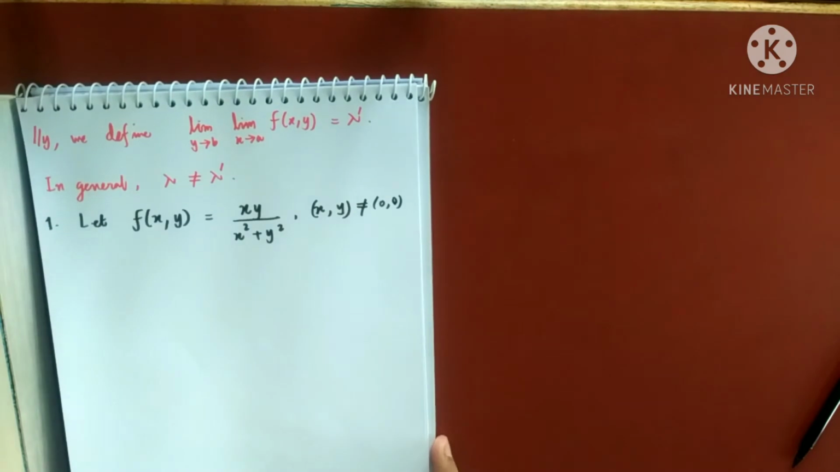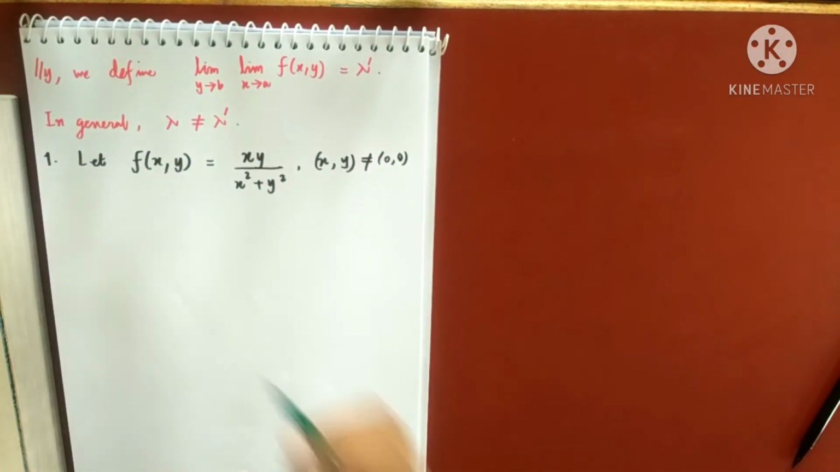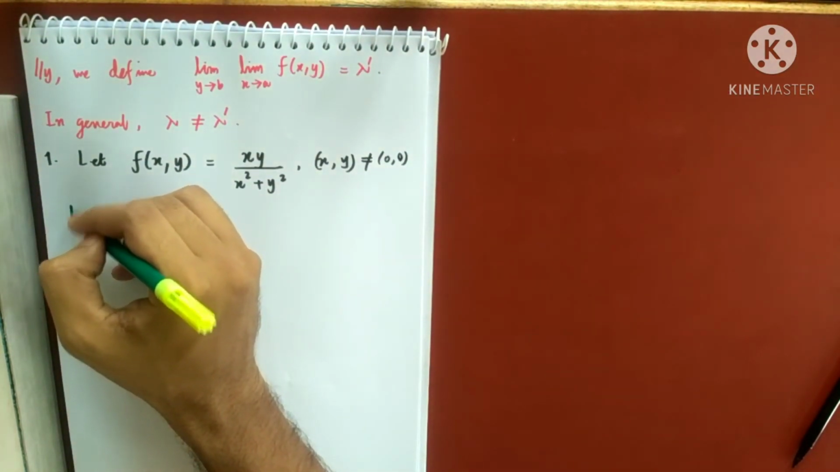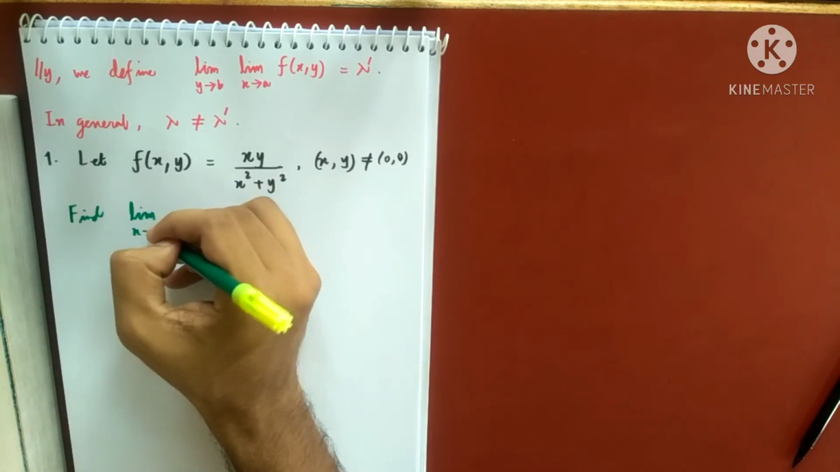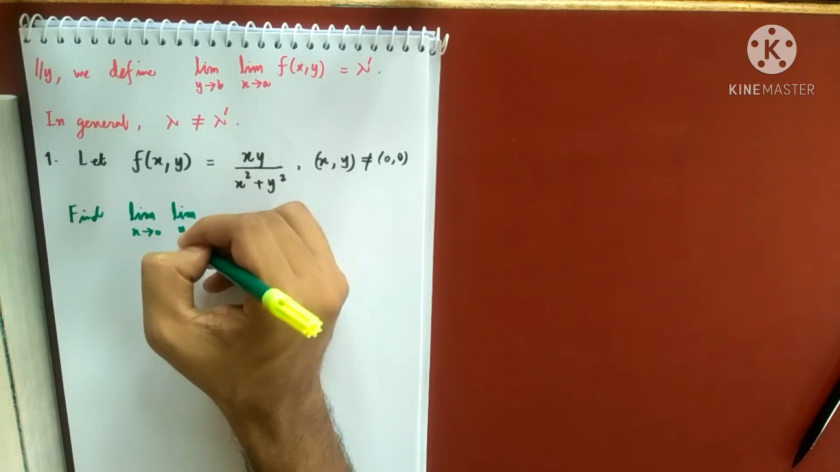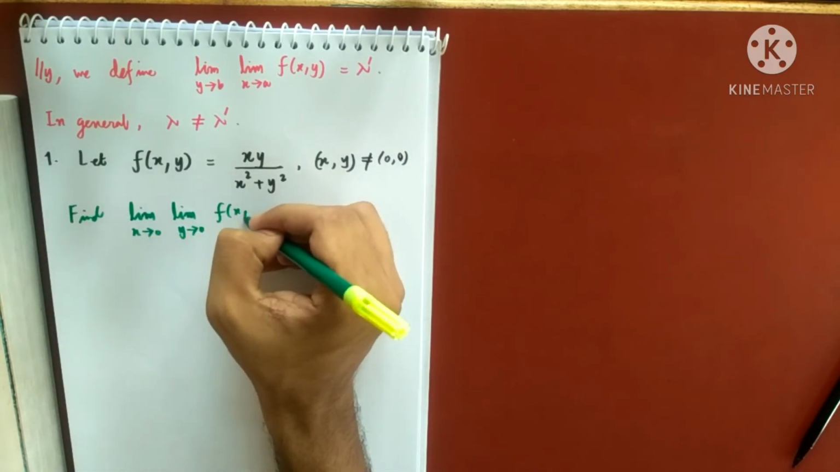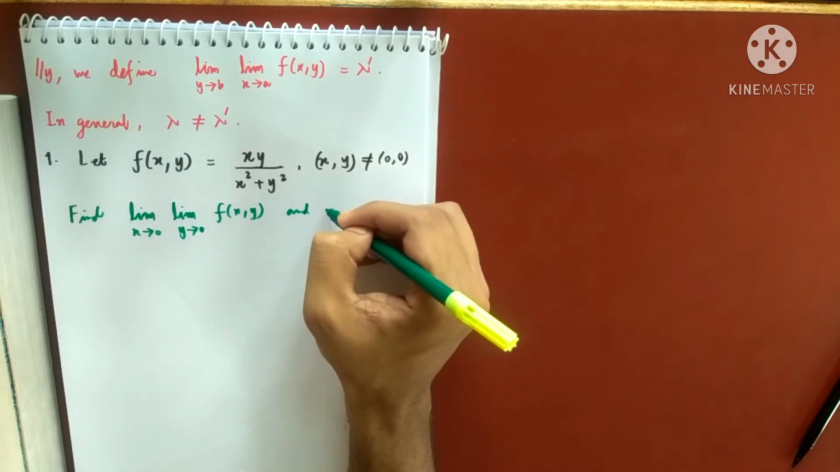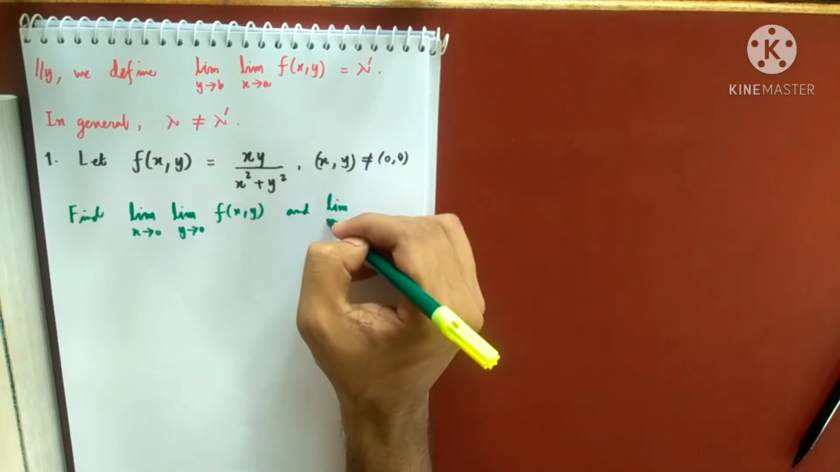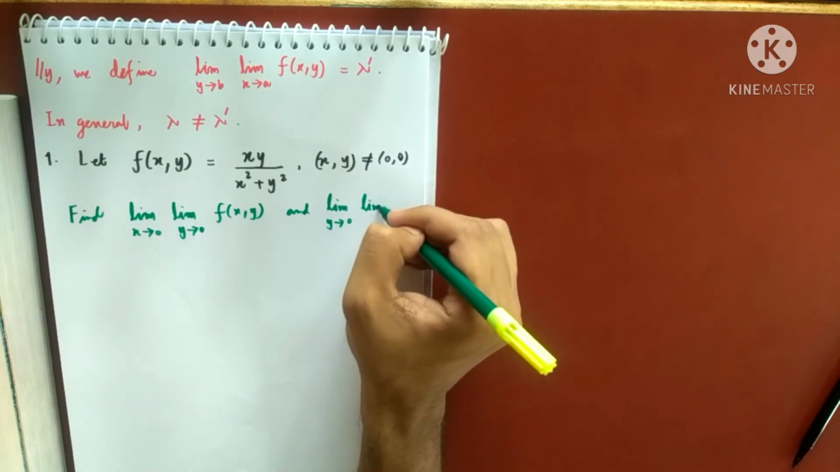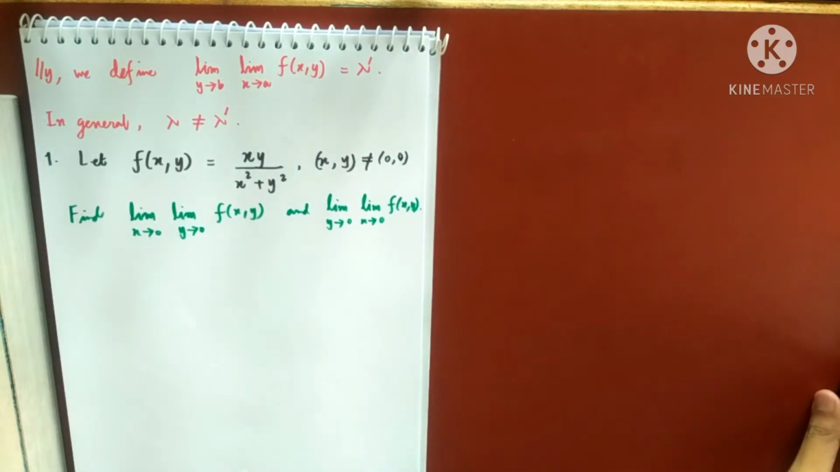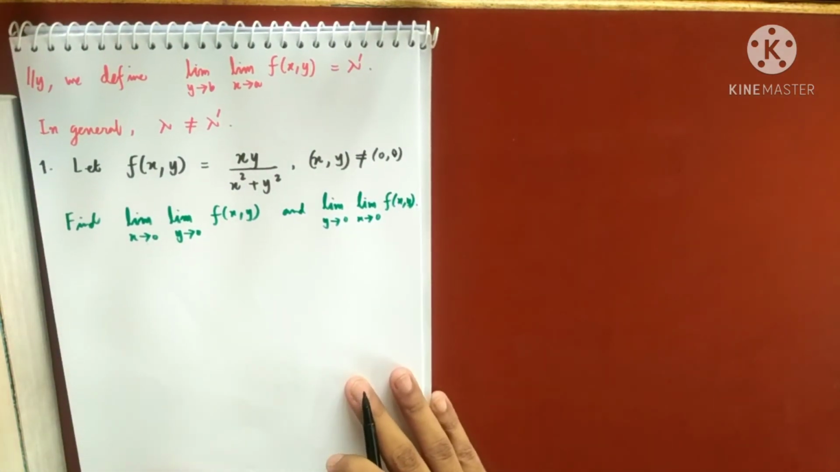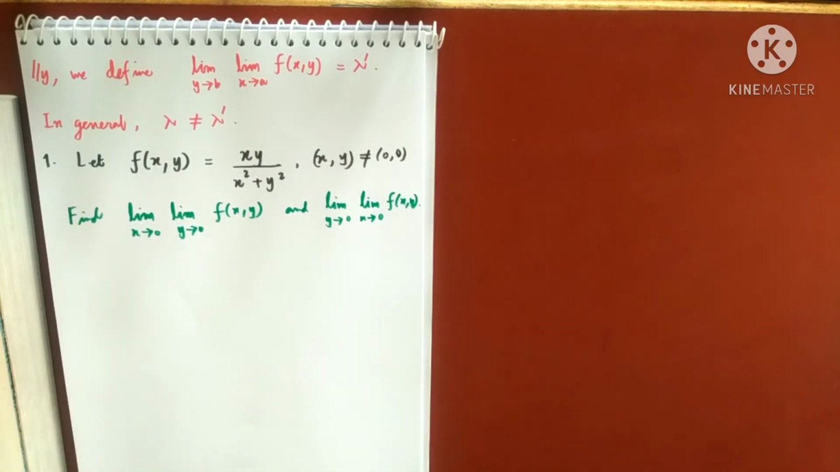So let's see about the repeated limits. This is my question. Let us find these two limits. Find limit x tends to 0, limit y tends to 0, f of x comma y, and another one, that is limit y tends to 0, limit x tends to 0, f of x comma y. Let's very quickly find these two repeated limits and see what conclusion can be made.